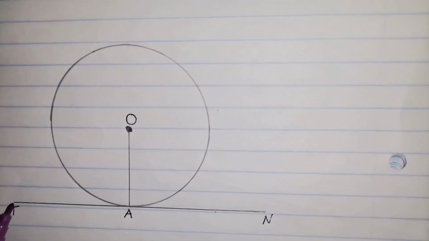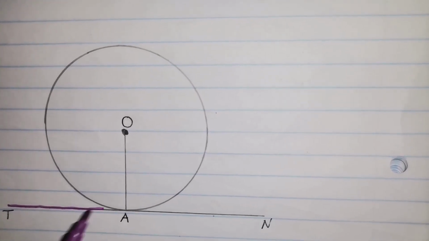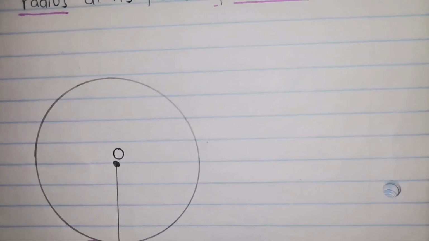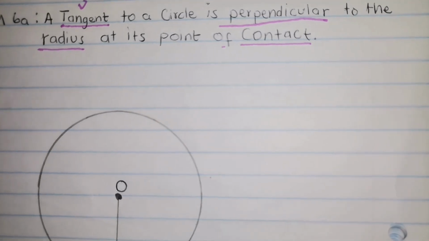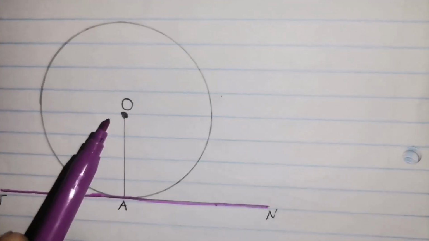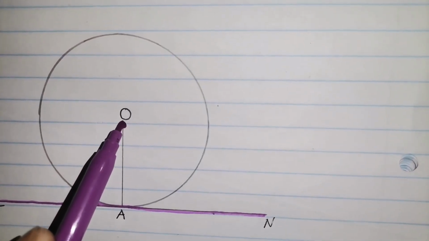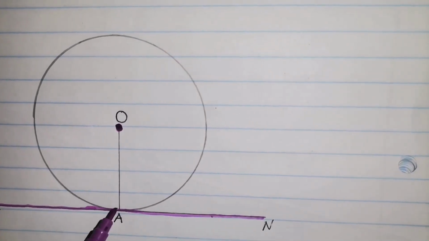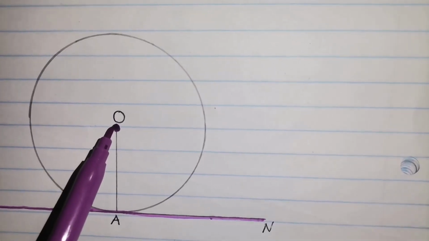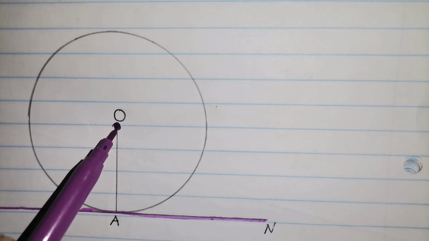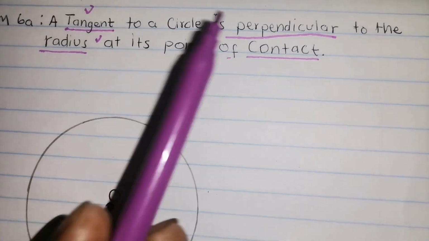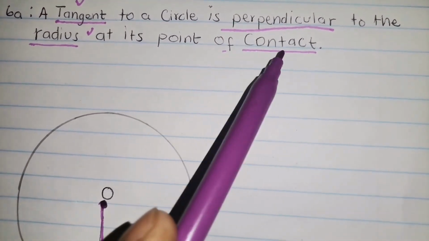So in this case, this line TAN is our tangent because it touches the circle at point A. Now this tangent is perpendicular to the radius. What is a radius? A radius is a line that comes from the center of the circle to the circumference, half of the diameter. This is our radius. So this tangent is perpendicular to the radius at its point of contact.